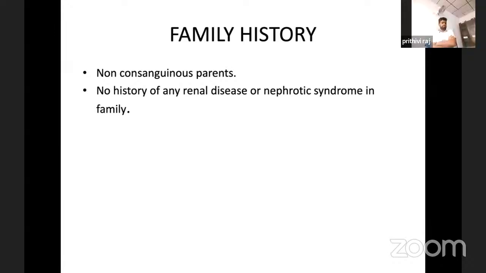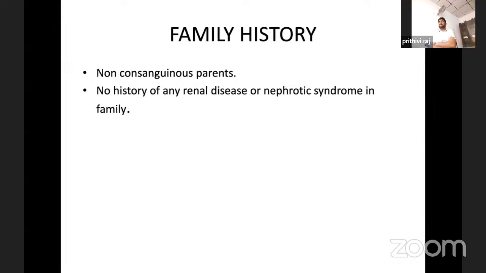What is congenital nephrotic syndrome? Alport syndrome. You can make a mistake here. Alport syndrome, good. What is the triad of Alport syndrome? Along with nephrotic syndrome, what will they have?